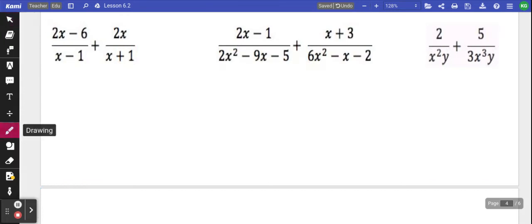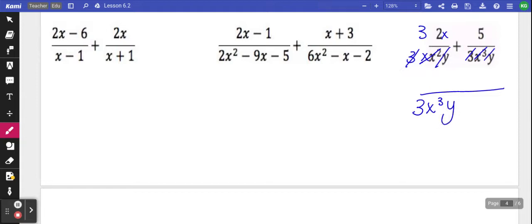And the last one's a little bit easier. So this one has x squared and this one has x to the third. So I need to give this one another x so that they both have x to the third. This one has a 3 and this one doesn't, so I'm going to give it a 3. And they both have y. So this would become 6x plus 5.